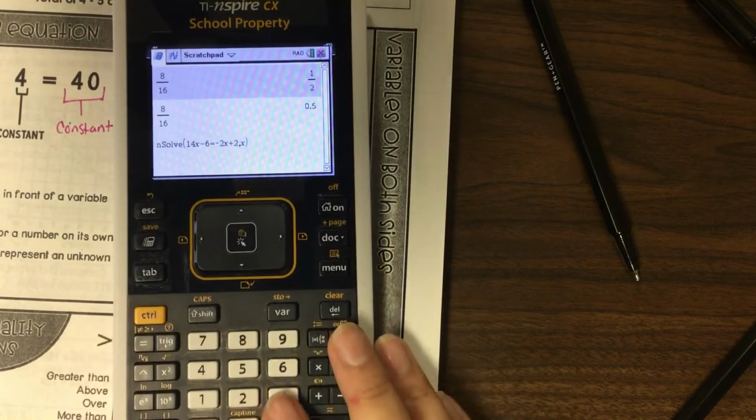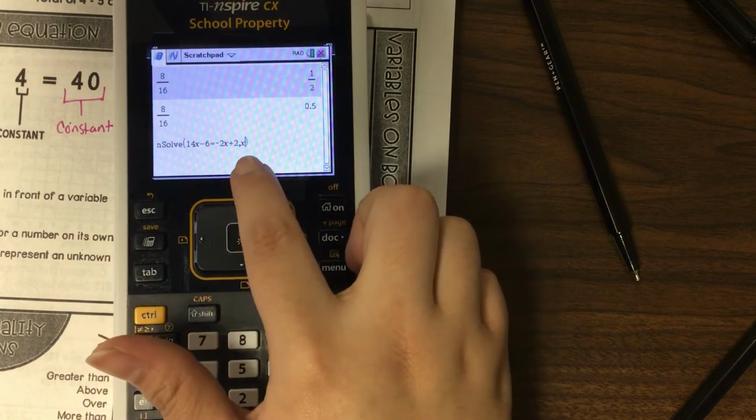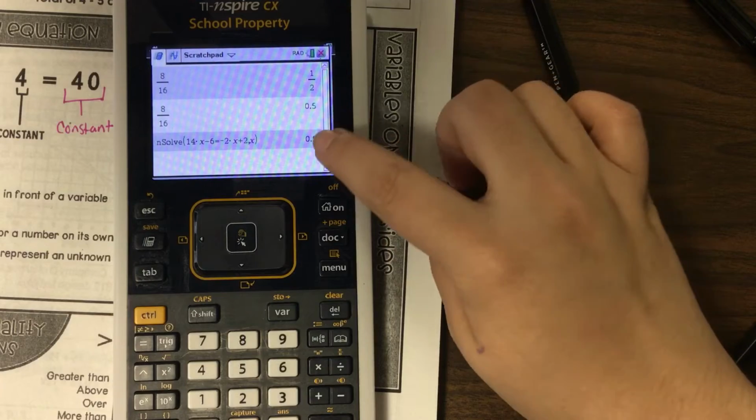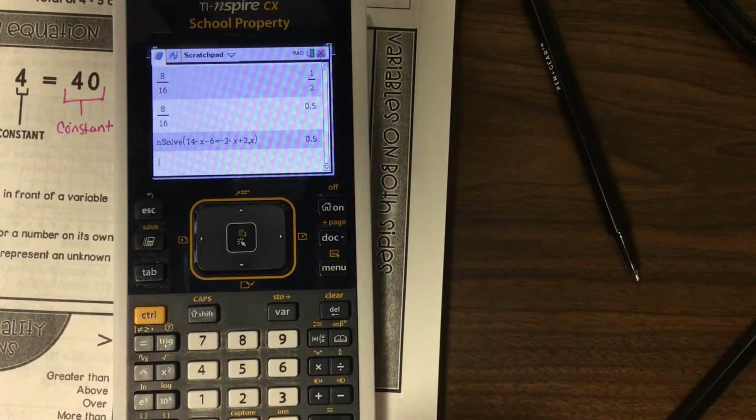We're essentially telling the calculator, here's the equation, now find x. So we need to tell it to find x by putting that comma x. We click enter and we end up with 0.5, which is exactly what we got when we simplified our fraction.